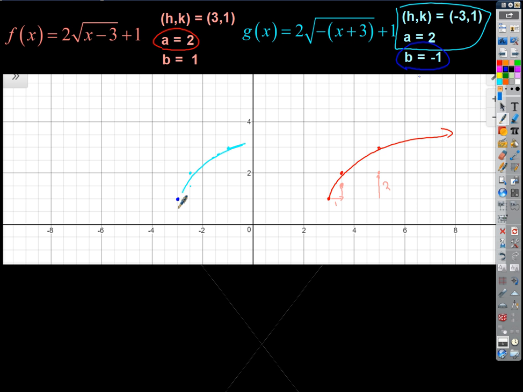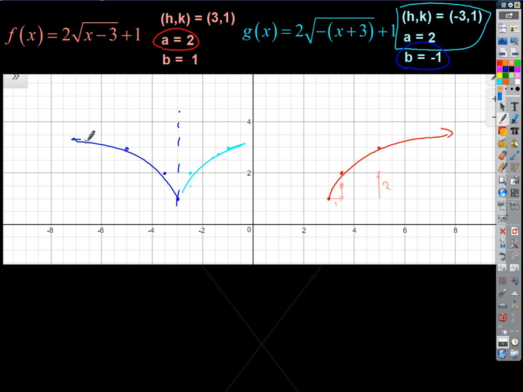So now this point, instead of going up 1 and over, or excuse me, up 2 and over 1, we're going to go up 2 and back 1, right? So that point's going to get reflected over to there. This point's going to get reflected back to there. So what did that accomplish?